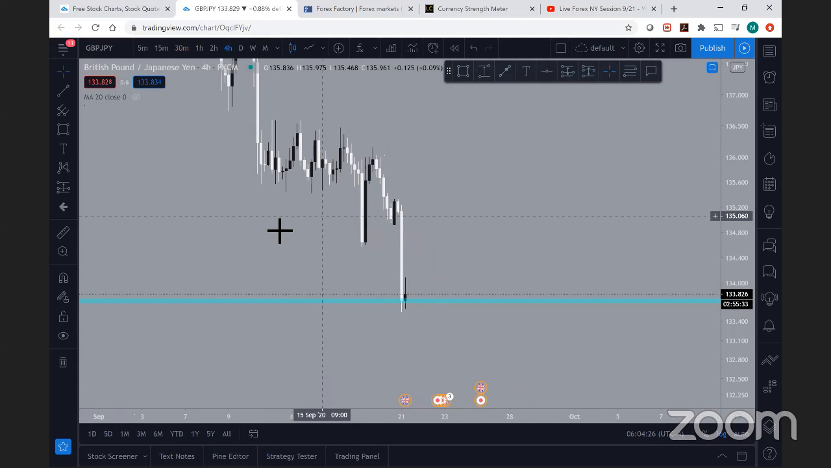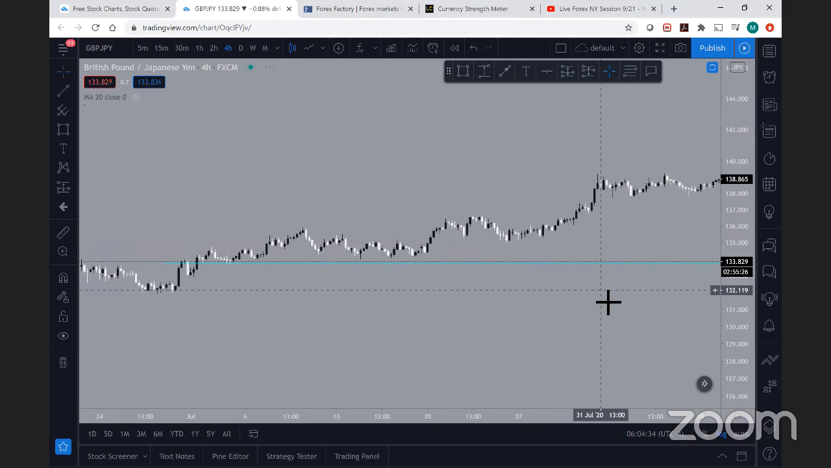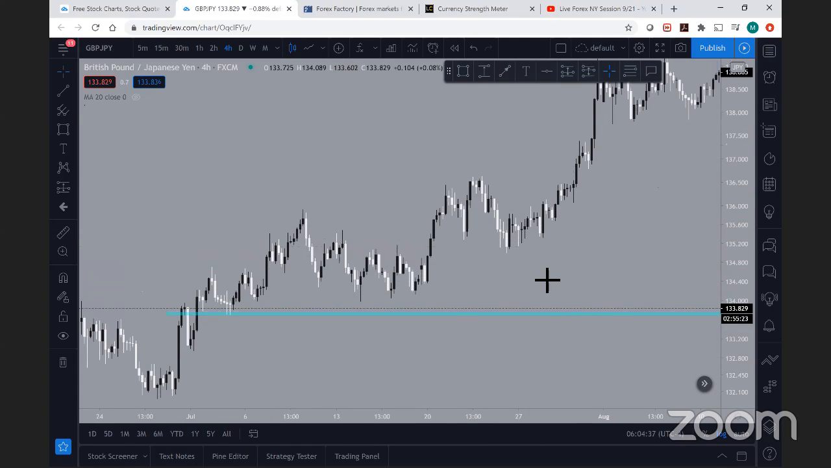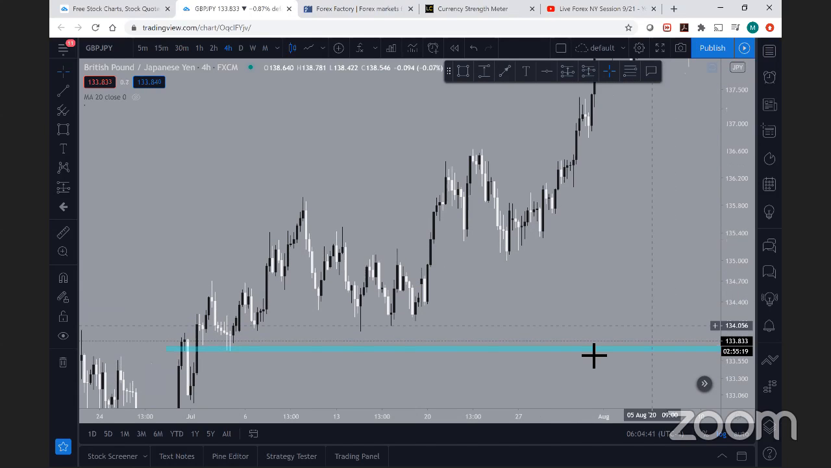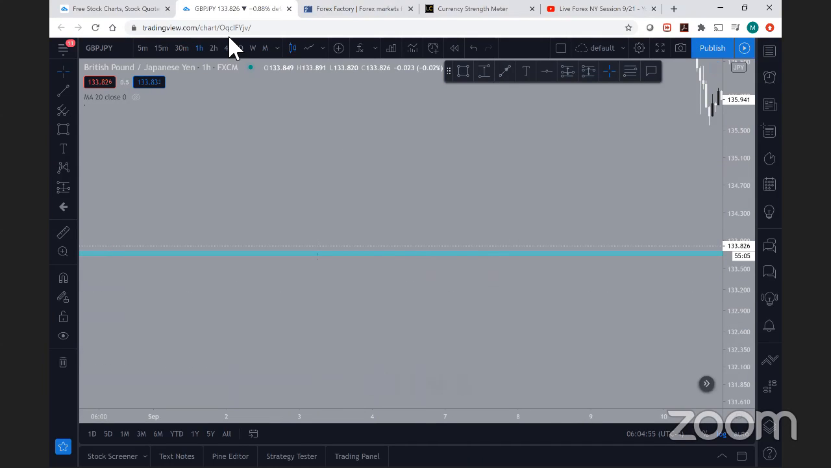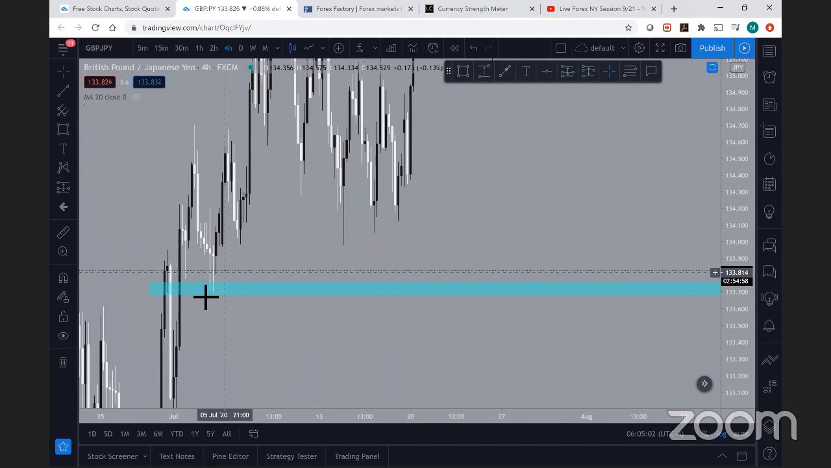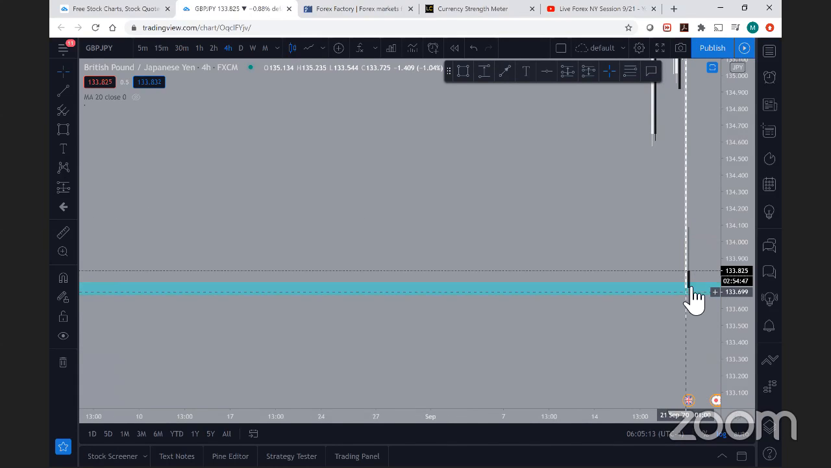The 4 hour is at a support also. It's rejecting off of the support. 4 hours rejecting off of the support. Support over here around July 20th that it rejected, and it's doing the same thing now, so we'll see what happens on the hour.